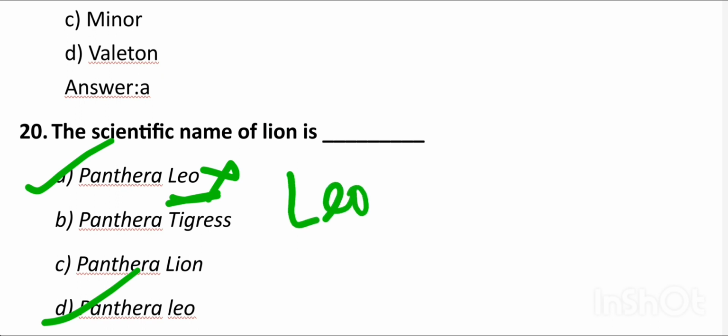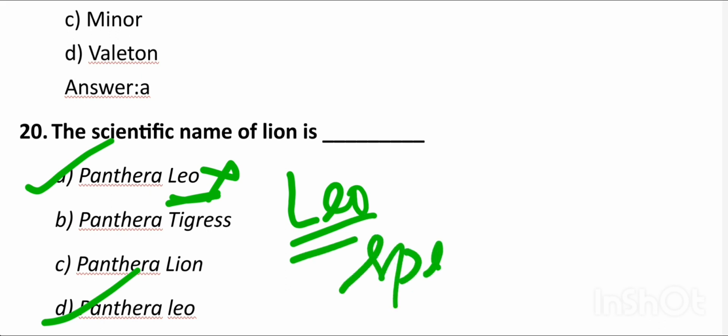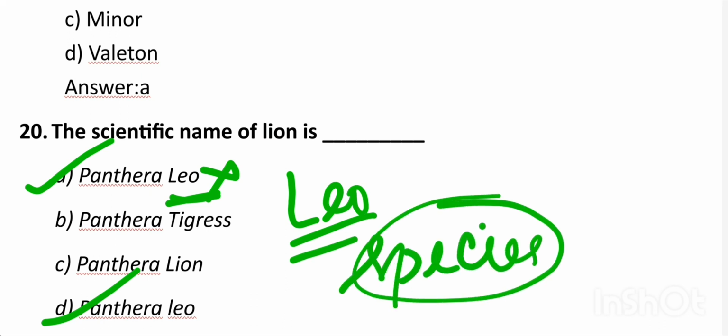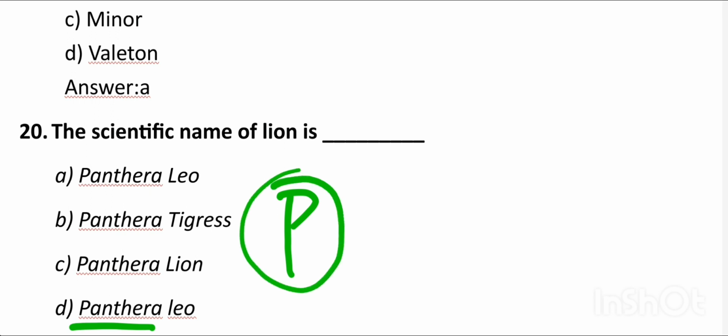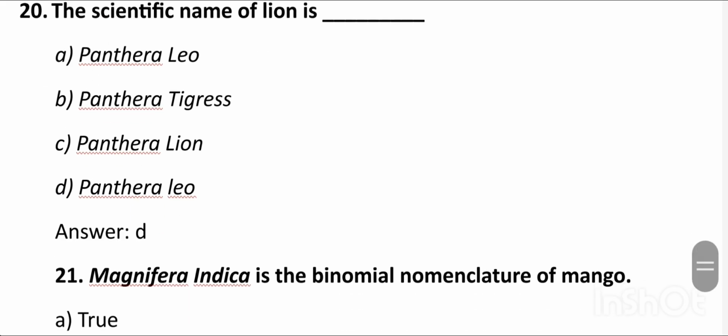Leo should not start with capital letter because Leo is the species name, and species name always starts with a small letter. So here option A is the incorrect one and option D is the correct one, because in option D, Panthera, which is the genus name, starts with capital P, and the species name with small letter l, leo, Panthera leo. So the correct option is option D.